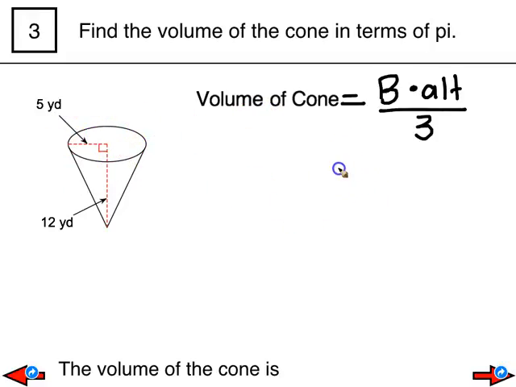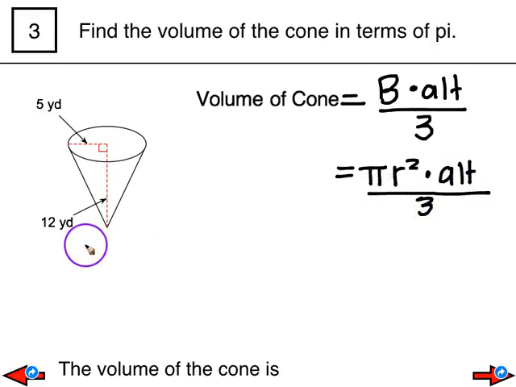So in other words, I can write that as pi r squared, because that's how you find the area of a circle. I'm still going to multiply that by the altitude and then divide by 3. What's next is I want to find out what the radius is. The radius is going to be half the distance across the circle, so that's going to be 5. So I'm going to say my radius is 5.